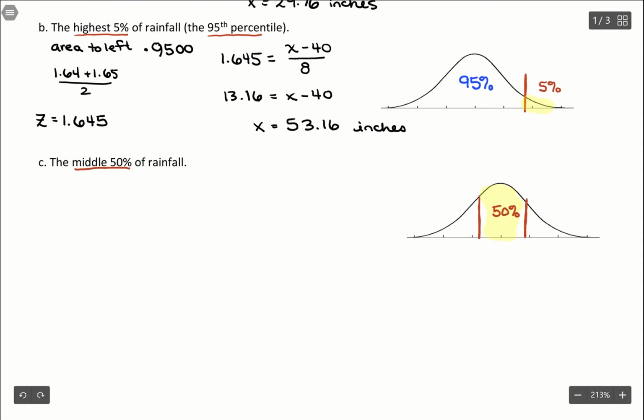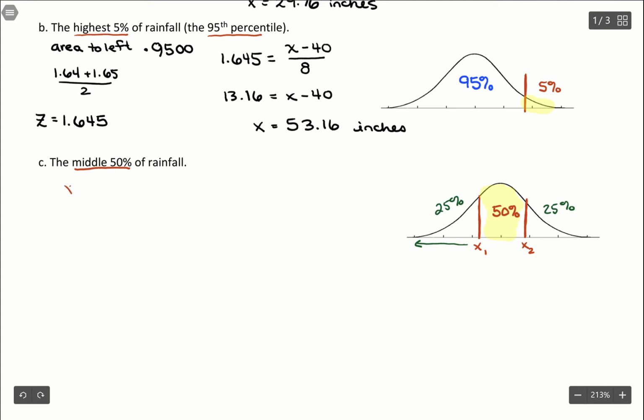All right, and then this last one that we're going to look at, for the middle 50%, we're going to have two values that we want. We want this first cutoff value and the second cutoff value. So we'll need to find two things. And thinking about area to the left, x1 has an area to the left of 25%, right? If we have 50% in the middle, that means we'll have 25% and 25%.